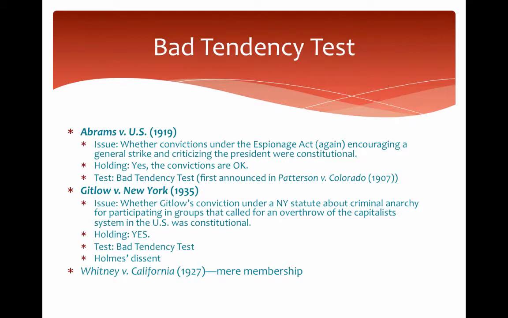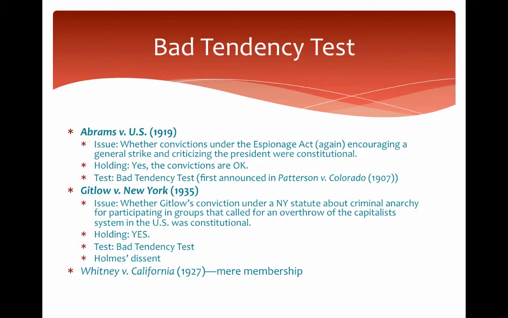And the issue in Gitlow is whether Gitlow's conviction under a New York statute about criminal anarchy, for participating in socialist groups that called for the overthrow of capitalists, was constitutional or whether it violated his First Amendment rights. And the court held that that conviction was constitutional. They used the bad tendency test to do so: advocating criminal anarchy and an overthrow of governmental systems was enough to get you convicted under this law, and that law was valid. Holmes was still on the court, and he roundly decried this in his dissent, but he did not win the day.